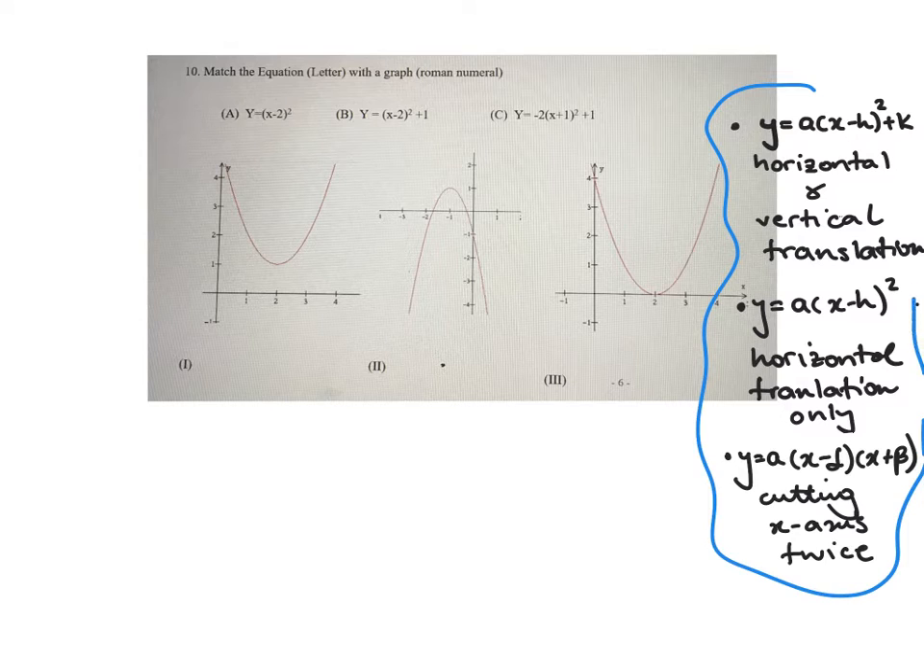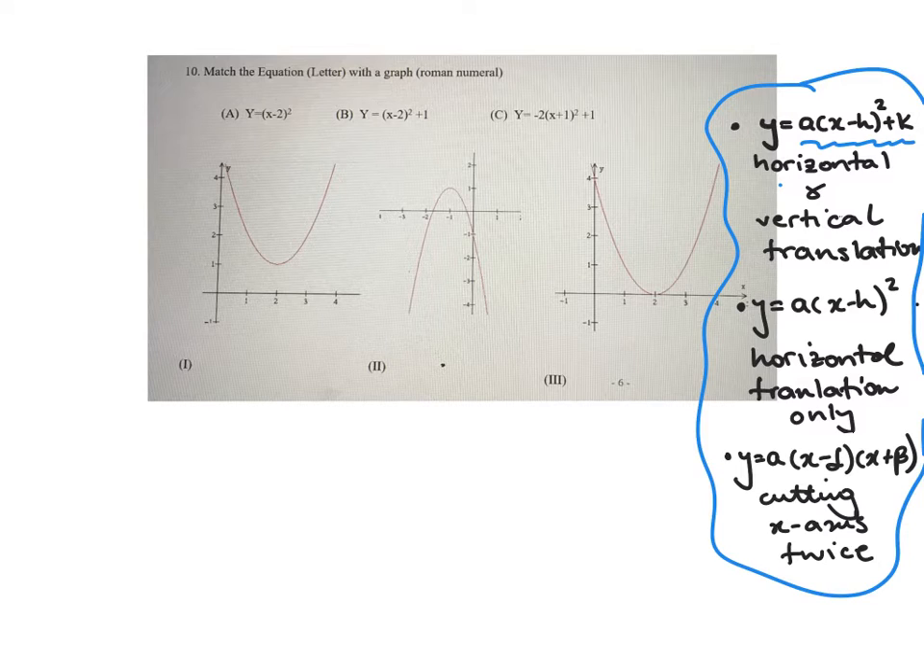So the first one is y equals a times brackets x take away h, everything to the power of 2, plus k, and this one indicates that the graph has horizontal and vertical translation. The next one is a times brackets x take away h to the power of 2, and this one indicates that this graph only had horizontal translation. It could be to the left or to the right.